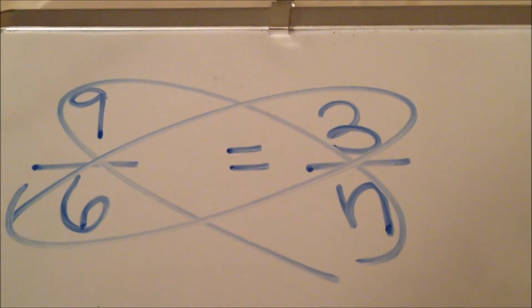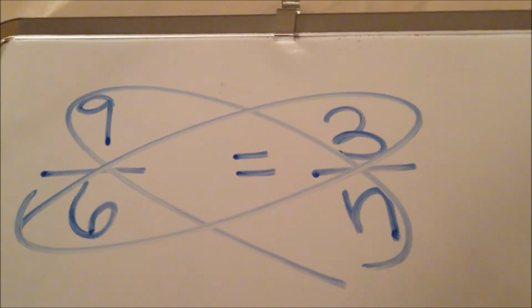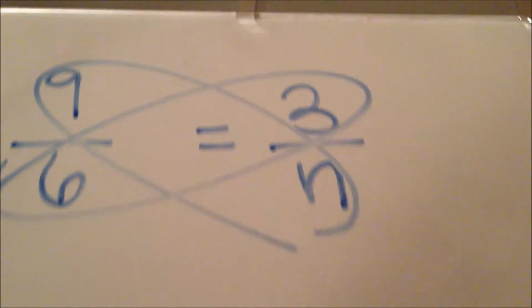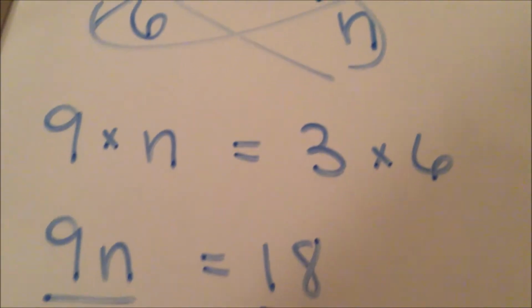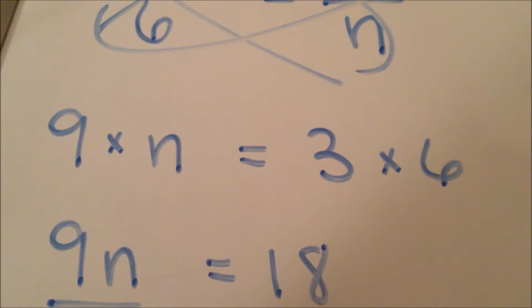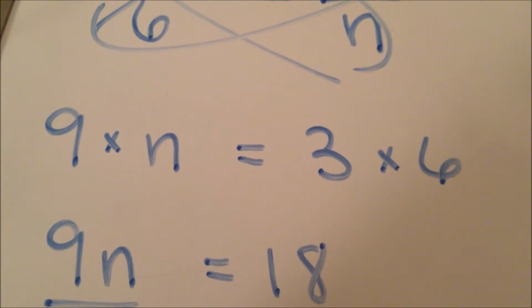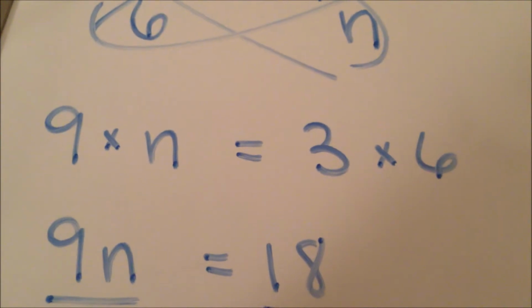The answer you should get for n is 2, but if you can't do it mentally, you can use cross multiplication. 9 times n equals 3 times 6. So at this point we have 9n equals 18. We have to get the n by itself. The 9 and the n are currently connected by multiplication, so to get rid of the 9, we have to do the opposite, which would be division.